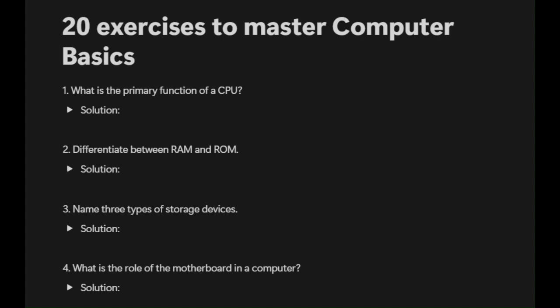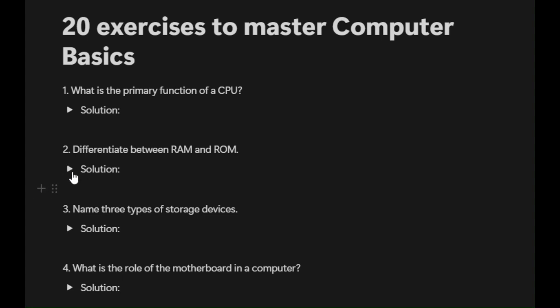Exercise 2, the difference between RAM and ROM. First of all, RAM is the random access memory and ROM is read-only memory. The difference between RAM and ROM is that RAM is a volatile memory where the program executing takes place. When I turn off my computer, the data disappears, but ROM is a non-volatile memory. And the RAM is a type of memory that is used to store the data.